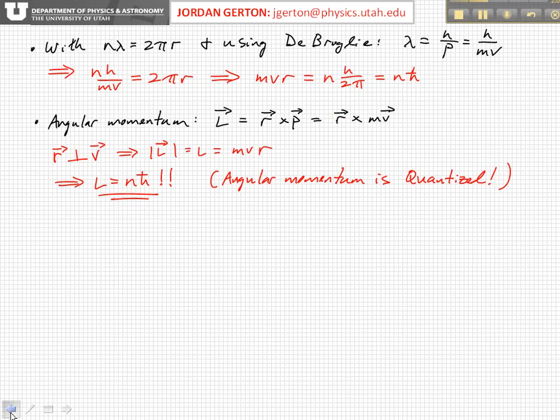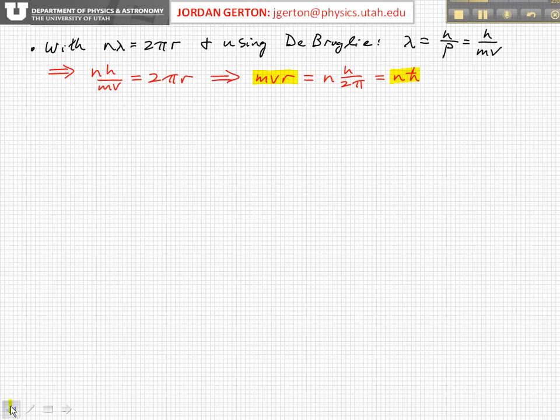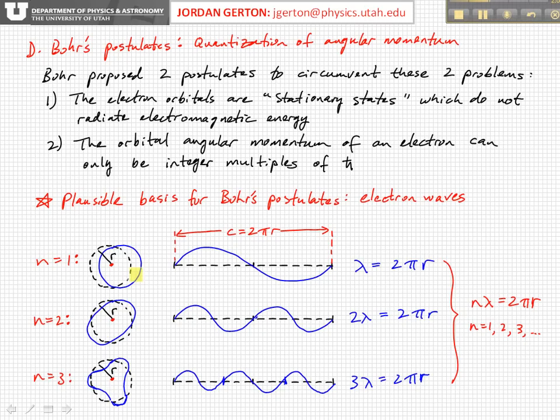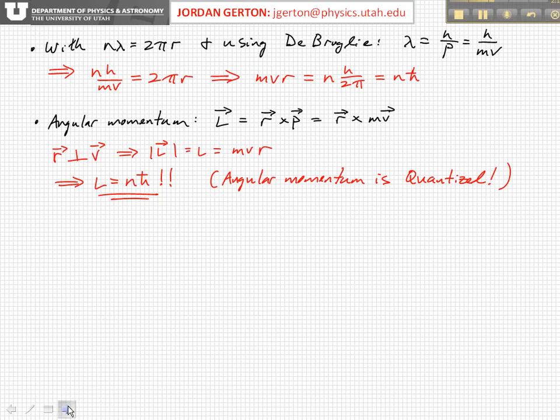Now, at least for the classical orbits, the velocity of the electron is always perpendicular to the position vector relative to the nucleus, and so r and v are perpendicular, and so the magnitude of the angular momentum L is equal to just mvr. Okay, and so what we find from this argument is that the angular momentum is quantized.